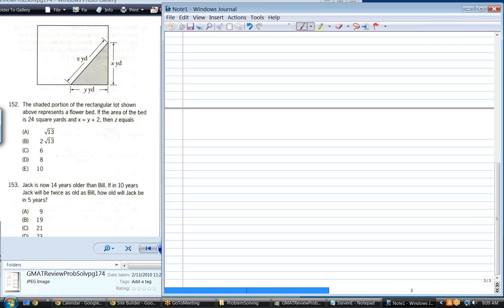Okay, so they gave me x equals y plus 2 and z equals what? So I have z yards, y yards, and x yards. And I know that 24 equals 1/2 base times height. In this case, the height is x and the base is y. So that's an equation right there. Okay, let's write out the equations we know. I have 1/2 x times y equals 24, and I have x equals y plus 2.